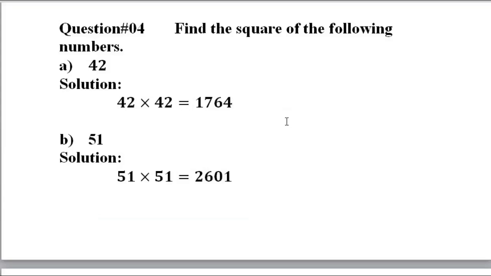In this video, we will be solving exercise 1A, question number 4, 5, 6, 7, and 8 from the new syllabus mathematics book 1, updated 7th edition. The statement of question 4 is as follows. Find the square of the following numbers.